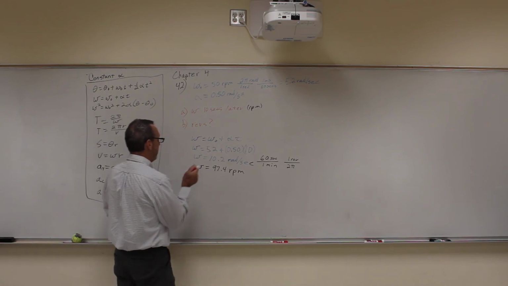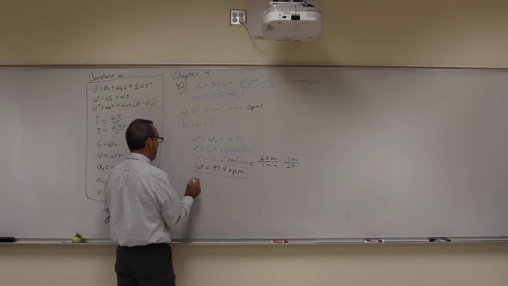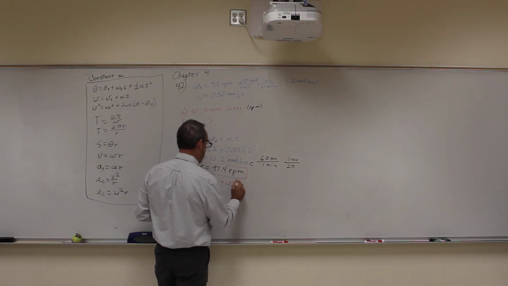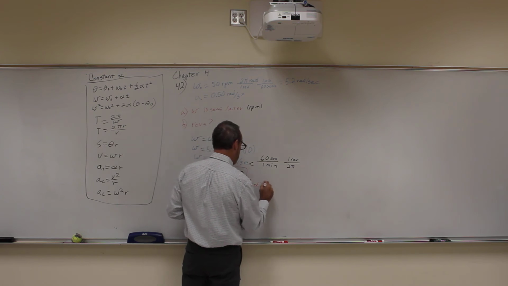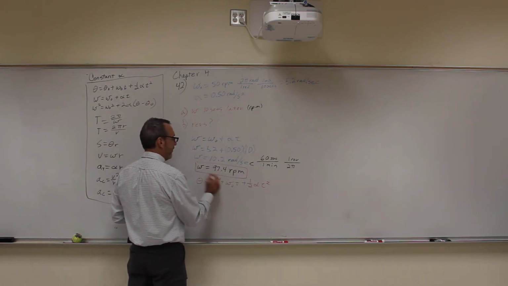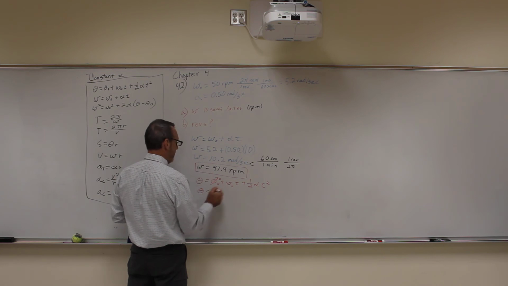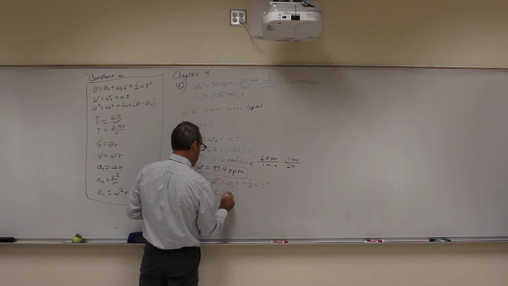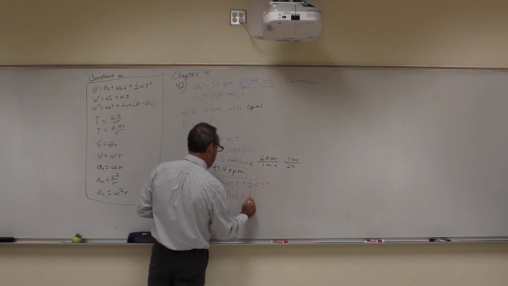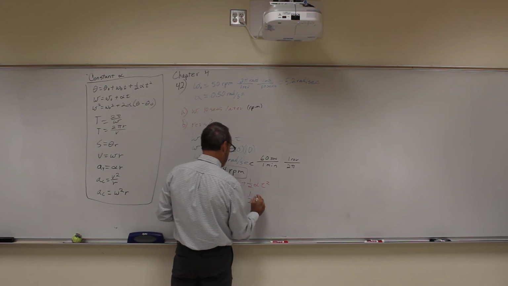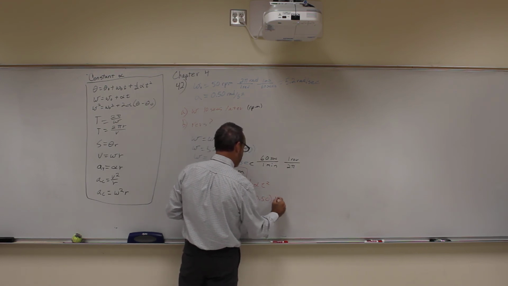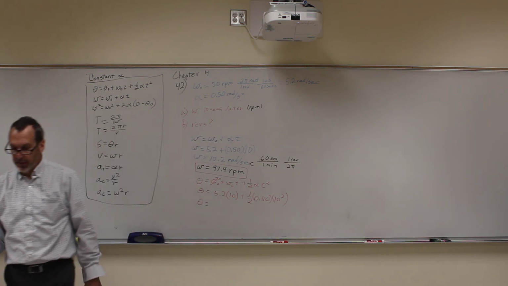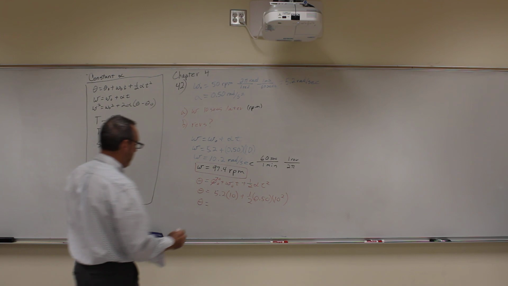For part B, so this is the answer to part A. For part B, I'm going to use the first one. Theta is equal to theta naught plus omega naught t plus 1/2 alpha t squared. Initial position is 0, right? So theta is going to be our initial velocity, which we have right here, 5.2 times 10 seconds plus 1/2 of alpha, which is 0.50 times 10 squared. And you get that theta is equal to 77 radians.